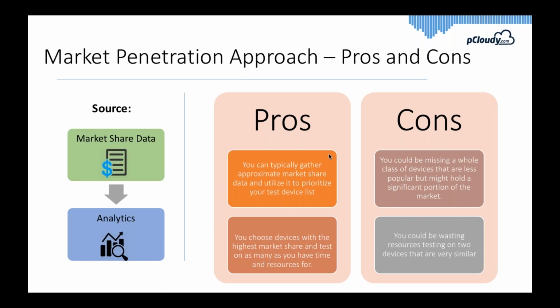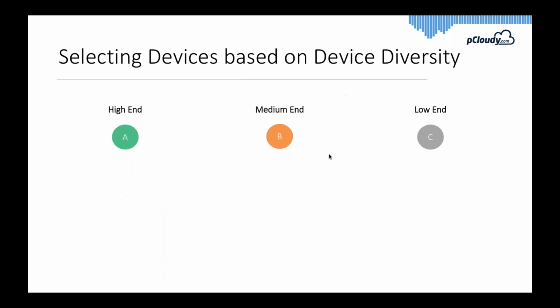And the problem with apps is that one bad review can kill your rating and then reduce downloads. So can you really afford not to test on devices which are more prone to error if you're just looking at the market penetration data? So you really need to mix and match, and that's where the next approach comes in, which is device diversity.